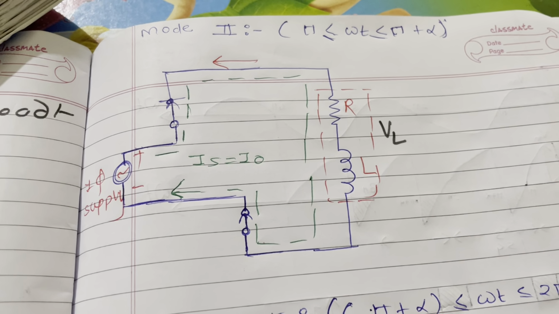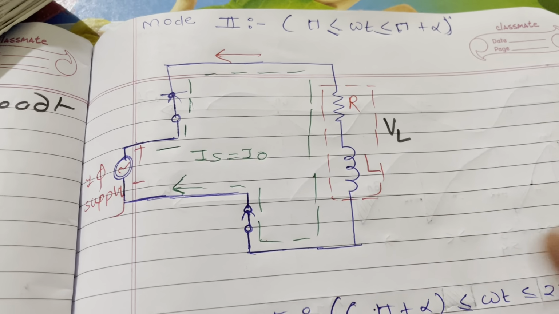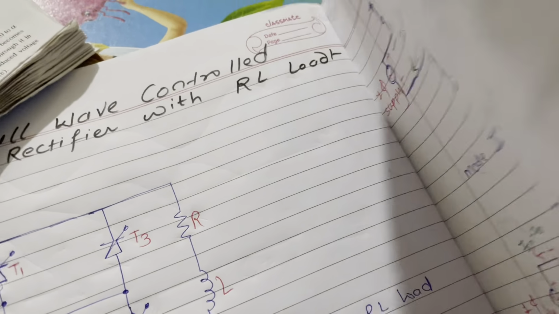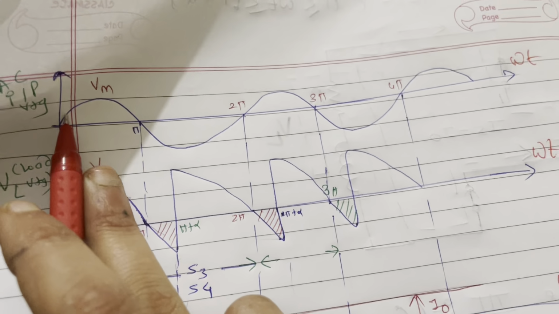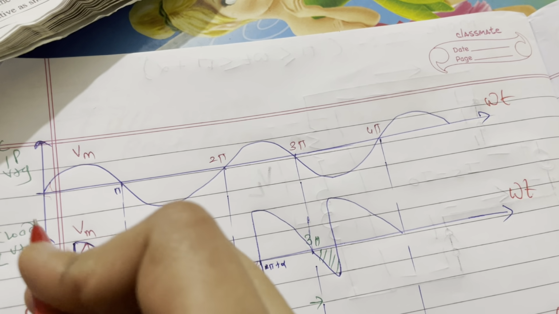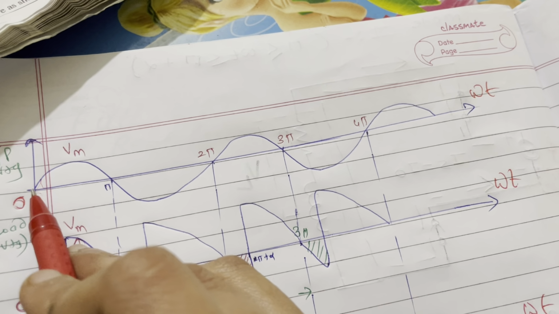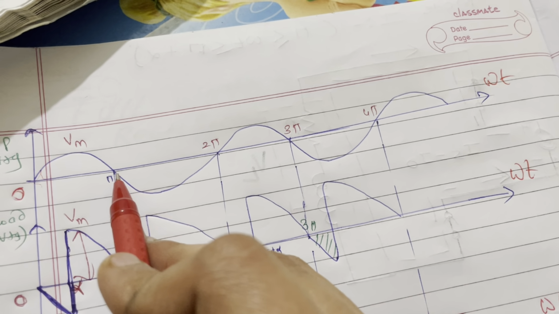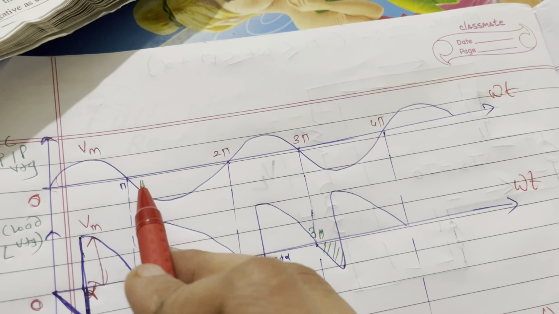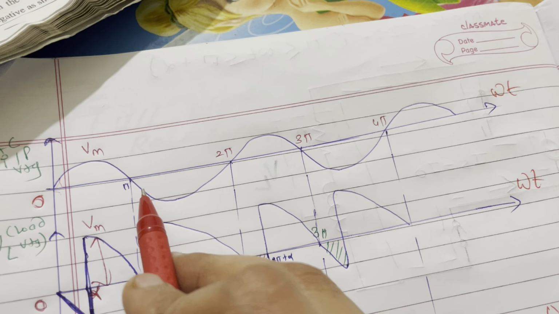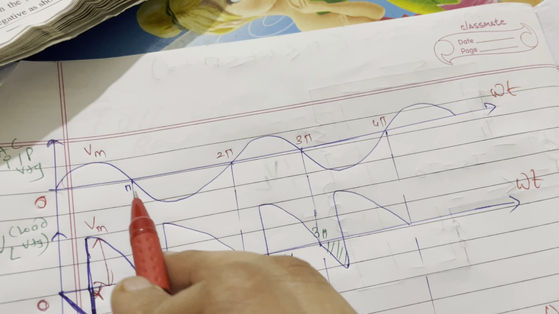So in mode number 2, at the instant of pi, the AC supply voltage passes through 0. That means the AC supply voltage passes from 0, and after pi radian, it becomes negative.